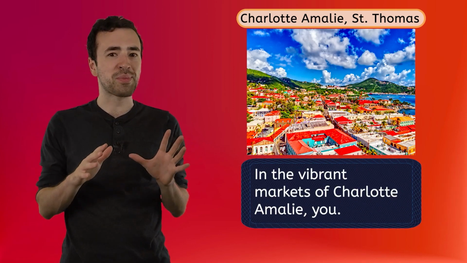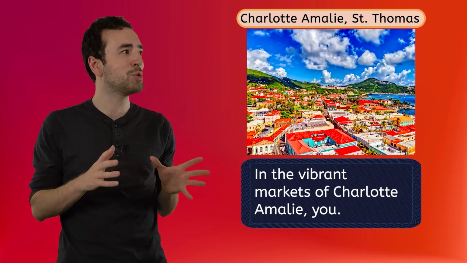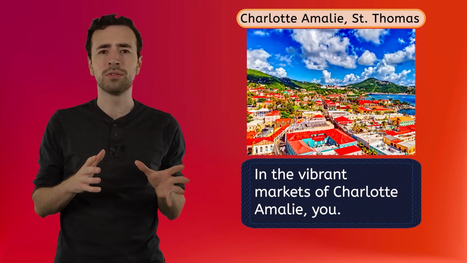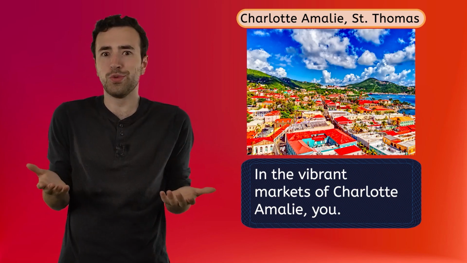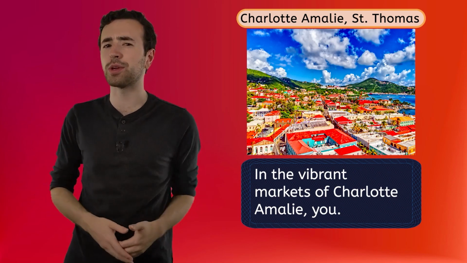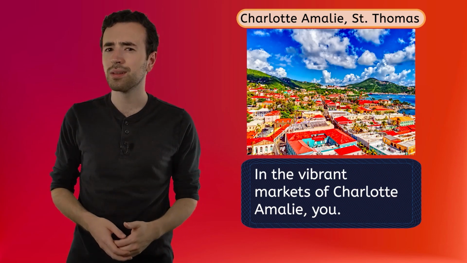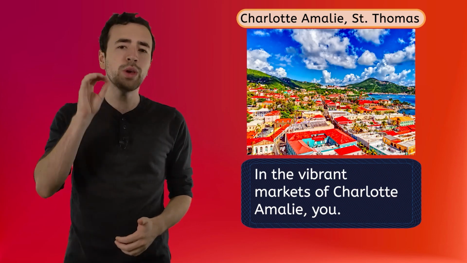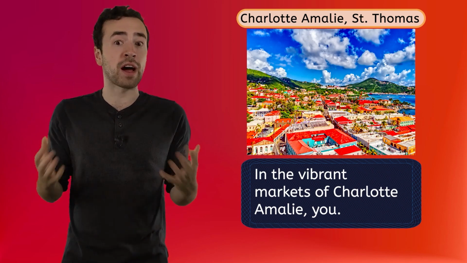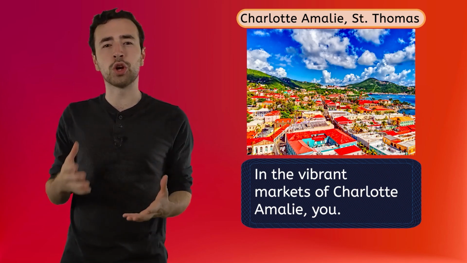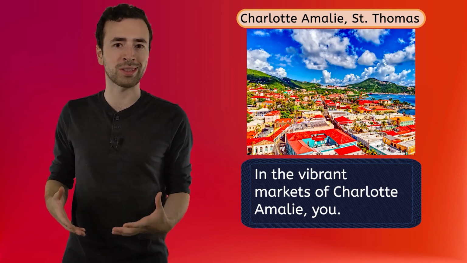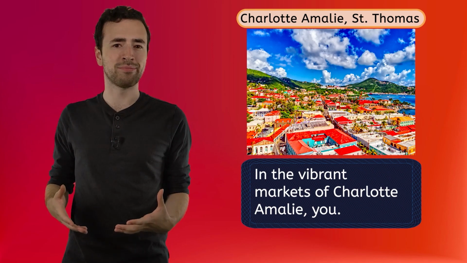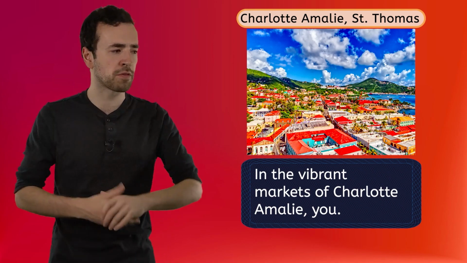Let's see what our itinerary says. In the vibrant markets of Charlotte-Amalie, you... But what will you do? Can you figure out which part of the sentence is missing? We know that we're in the vibrant markets, but we don't know what we're doing there just yet. Mia, let's see if you can fix this one.